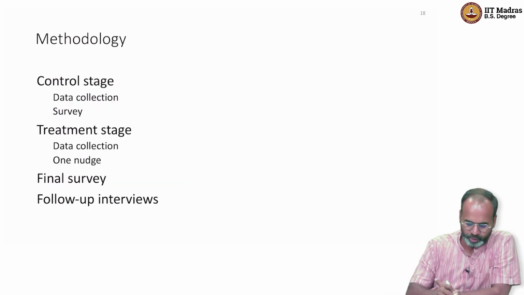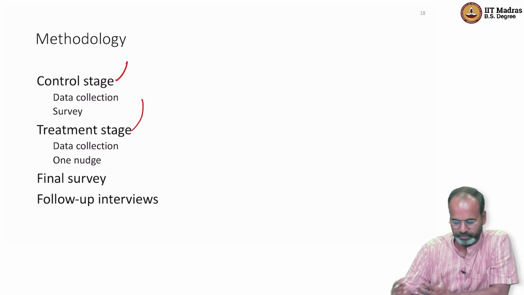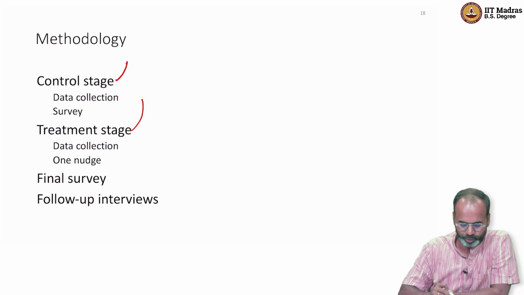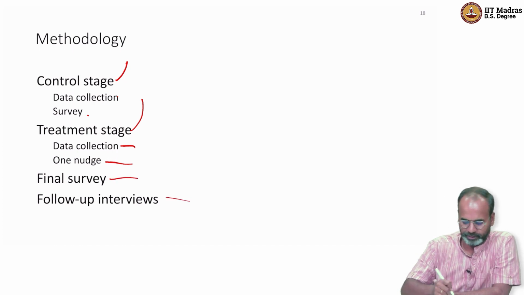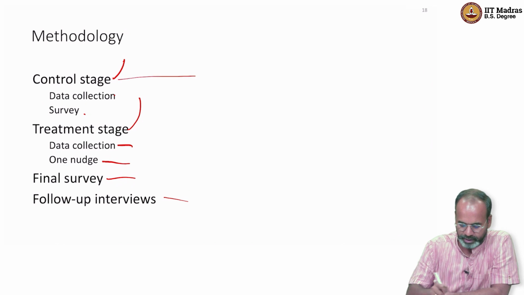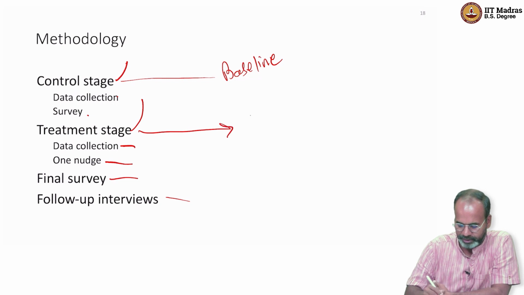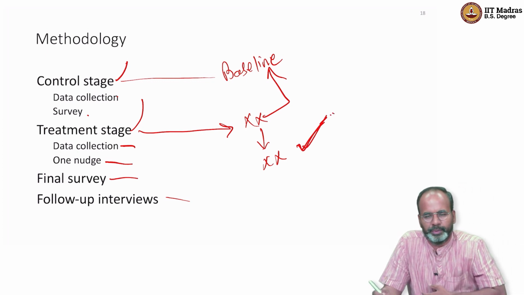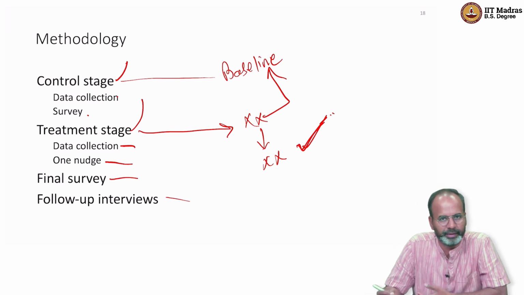So they had 2 sets of participants, the control group and the treatment group. These are general words. You can use them for any study that you do. A control group: data collection and survey. Treatment group: data collection and one nudge, and then a final survey and the follow-up interview. Right? So the control group is necessary to understand what the baseline user behavior is. And whatever you get here, you can compare it and show that, look, this is very good. That's the way you would set up a user study to collect data and compare the users.